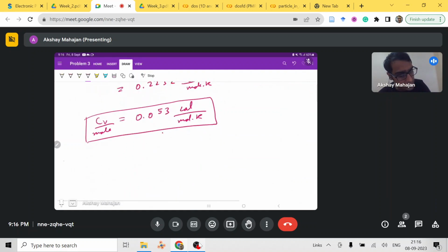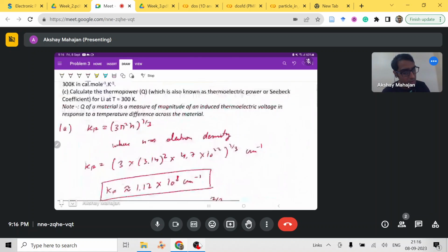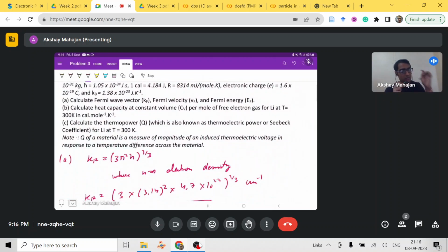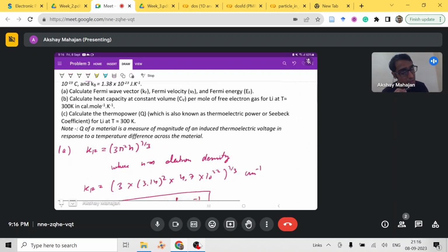Now let's do our last part, which is part C. In part C, we have to calculate the thermo power Q, which is also known as the thermoelectric power or the Seebeck coefficient. Thermoelectric power of a material is a measure of the magnitude of an induced thermoelectric voltage in response to a temperature difference across the material. That is measured as the Seebeck coefficient, and we have to calculate it for T equals 300 Kelvin.